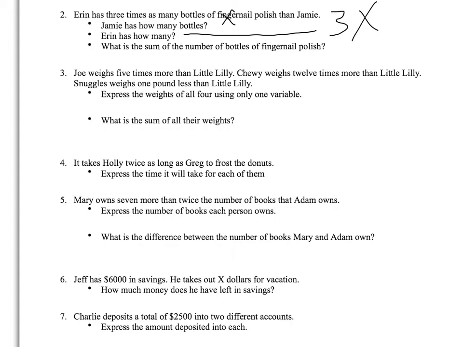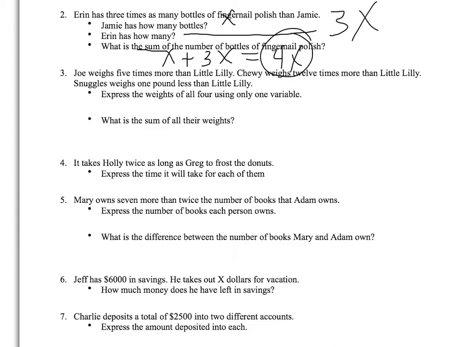Now, the third question is, what is the sum of the number of bottles? Well, if Jamie has X and Aaron has 3X, and sum means addition, which it does, we can add these together and get a total of 4X. That's that right there. So this next one, it says, Joe weighs 5 times more than little Lily.